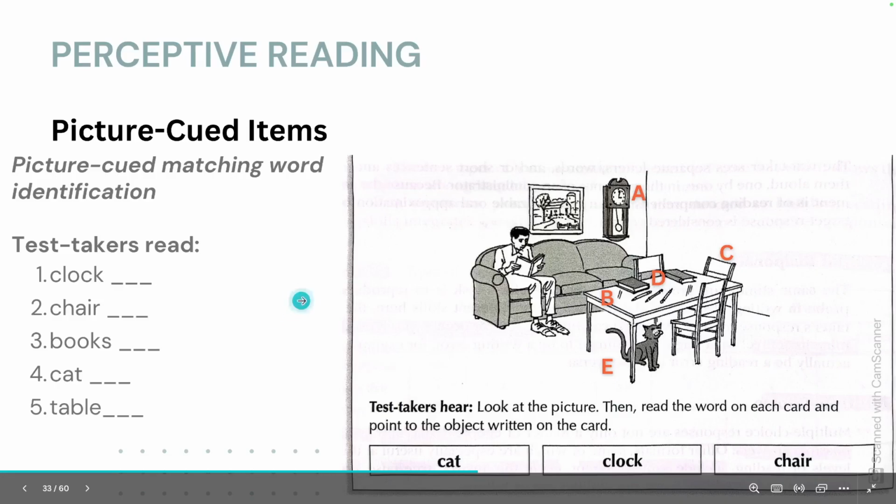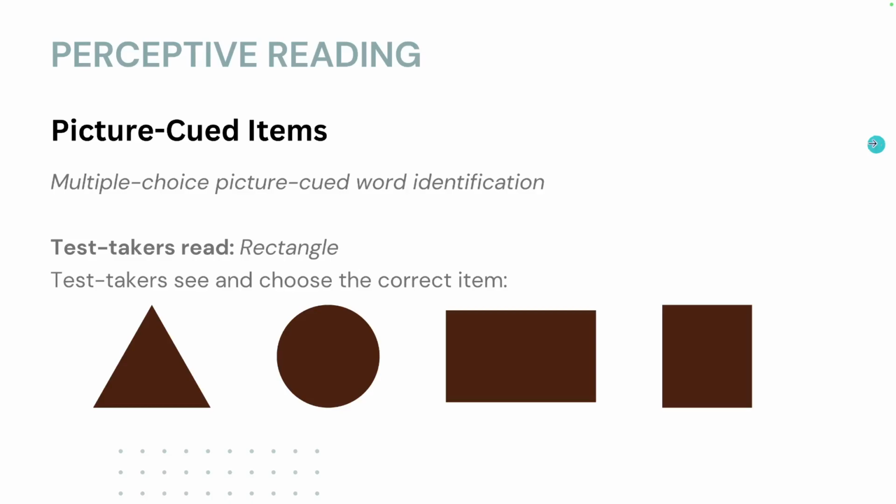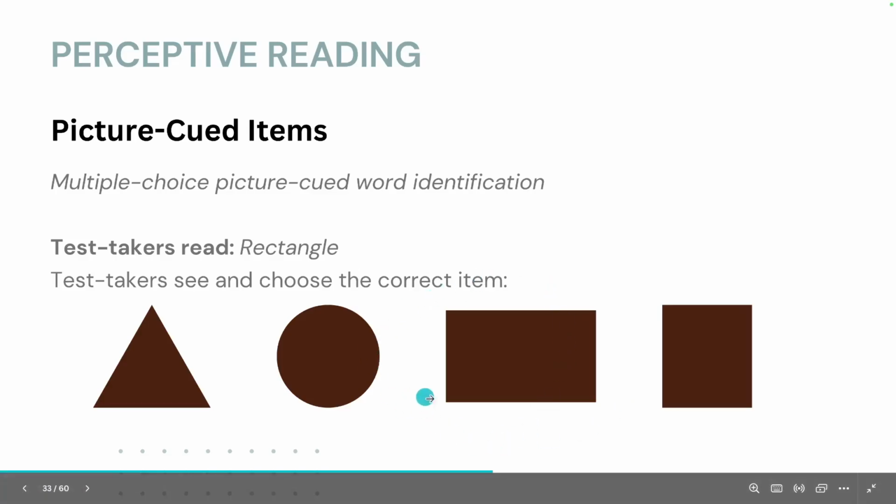Okay, so you could do matching. Or you could do picture cued word identification. So same thing in this question, the test takers read the word rectangle. They read it by themselves. Again, you can say it out loud, or you could just read it silently, and then they circle the rectangle or draw a happy face, whatever it is you want them to do.